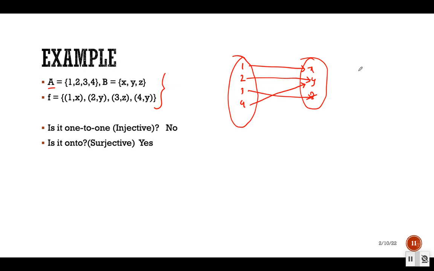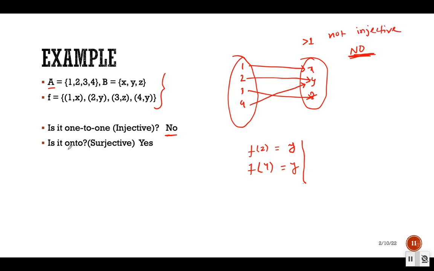So is it injective? No. Why? Because 2 and 4 both have the same output: f(2) equals y and f(4) equals y. That is not possible, because that would only be possible if a1 equals a2. Here no two inputs can have the same output. So this is not injective, and from the arrows you can see we have more than one arrow, meaning it's not injective.